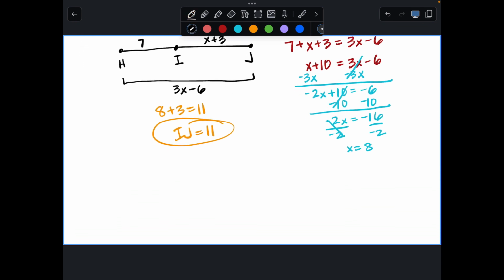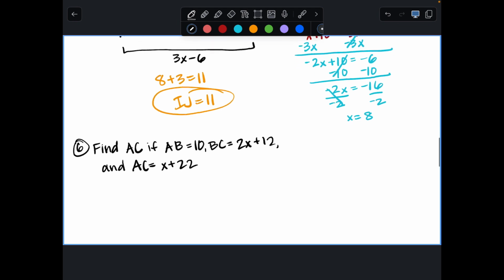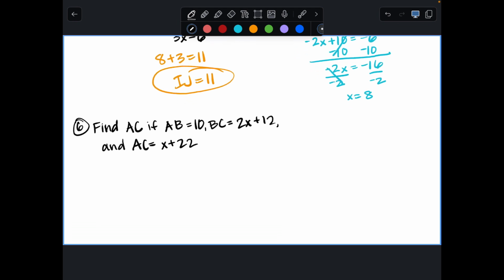Let me give you one in word form, and then I will let you move on to the practice. I'm going to give you guys 2 minutes to do this one.